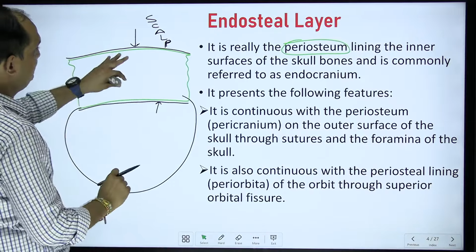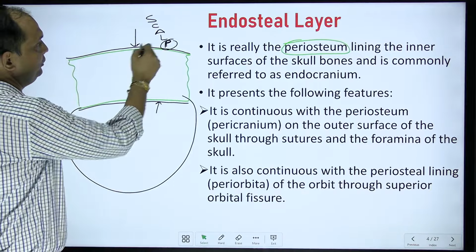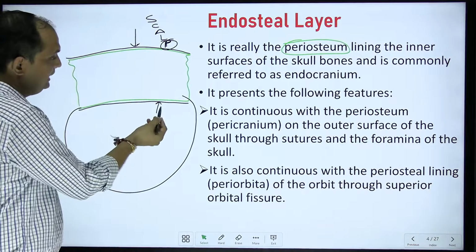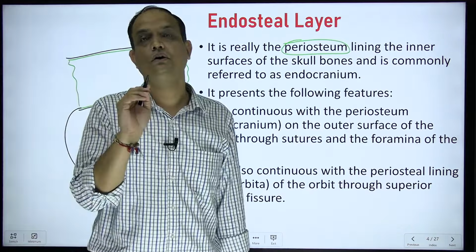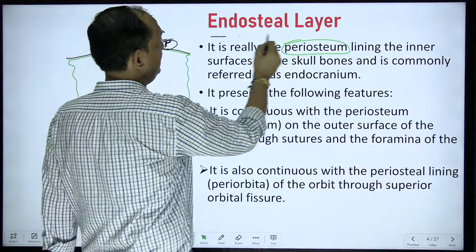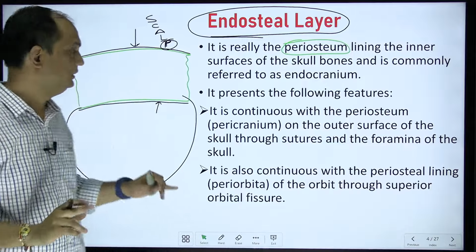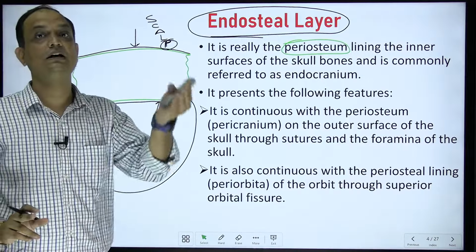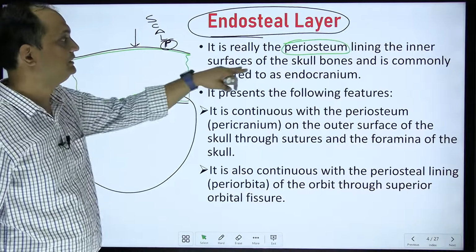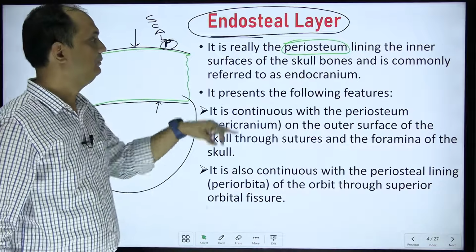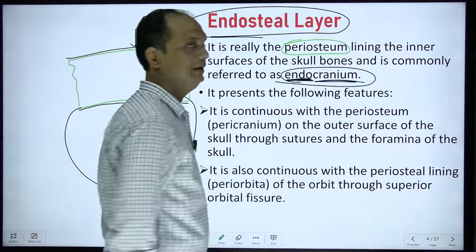That means the skull bone has an outer layer of periosteum and an inner layer of periosteum. The outer layer of periosteum contributes as the fifth layer of the scalp, while the inner layer of periosteum is considered one of the components of the dura mater, and that's why we use the word endosteal layer. This endosteal layer is not the actual dura; it is actually the periosteum lining the inner side of the skull bone. So it is really the periosteum lining the inner surface of the skull bones, commonly referred to as endocranium. Endo means inside, cranium means cranial bone.